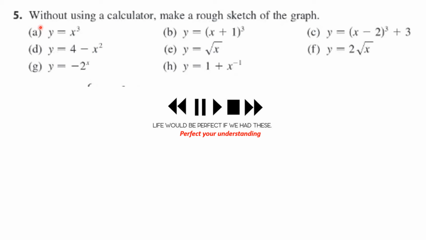Again, often we won't be using calculators, so without using a calculator, make a rough sketch of the graph. So here are 8 graphs that you want to figure out how the graphs are and sketch them. Let's see how you did.